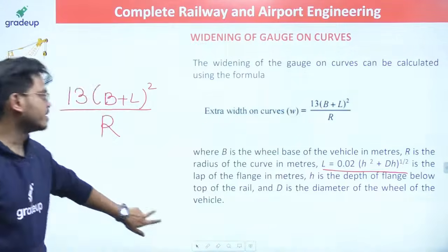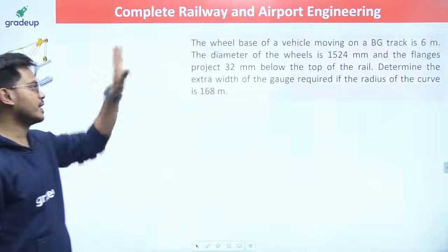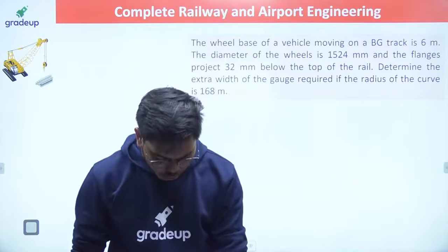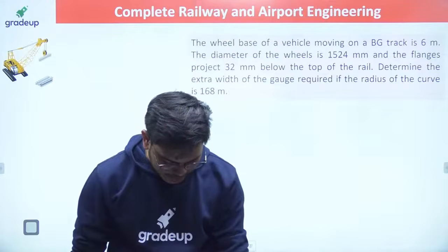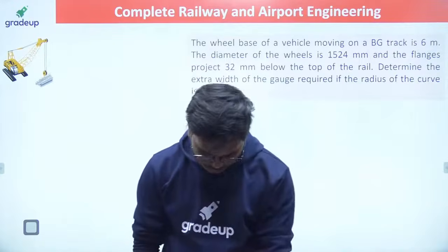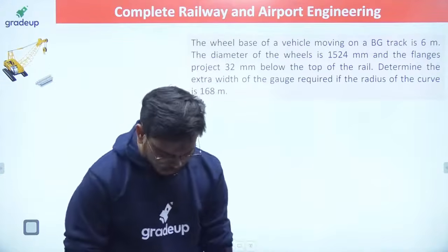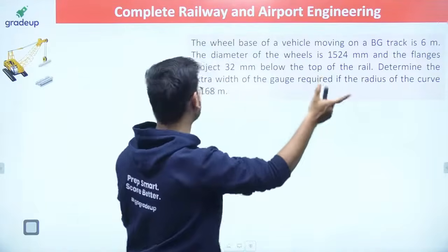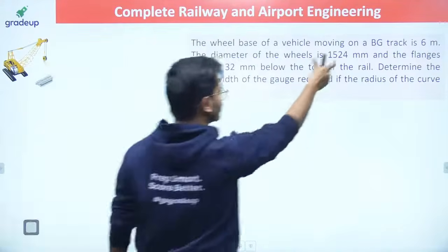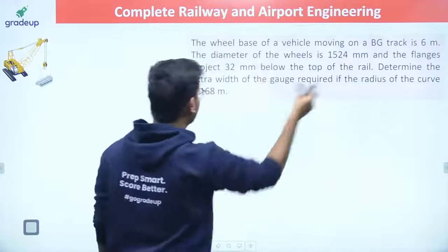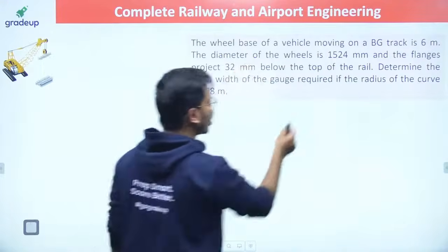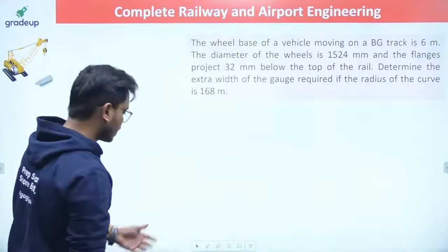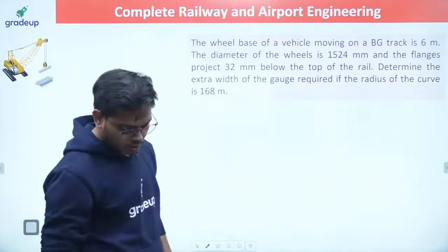So I don't think anybody will get any doubt in this question. Please solve. First solve by yourself. If you have a doubt, then please ask me. The question says the wheelbase of a vehicle of a BG track is 6 meter. The diameter of the wheel is 1524 mm. The flanges project 32 mm below the top of the rail. Determine the extra widening of the gauge required. The curve is also provided. Everything is already provided.